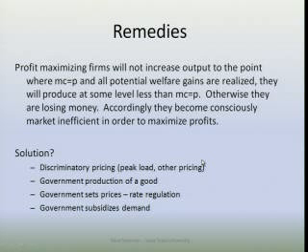Or the government can subsidize demand, and what it simply does is it provides more demand, more money for people to buy electricity, which sends a signal to the producer to produce more electricity. So those are some of the solutions for dealing with this kind of market inefficiency.